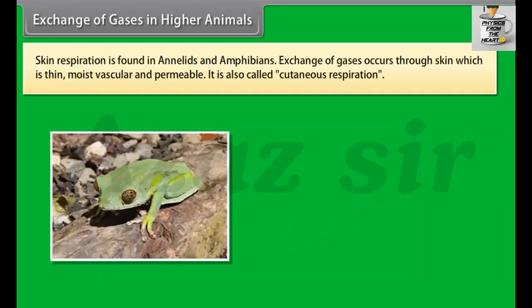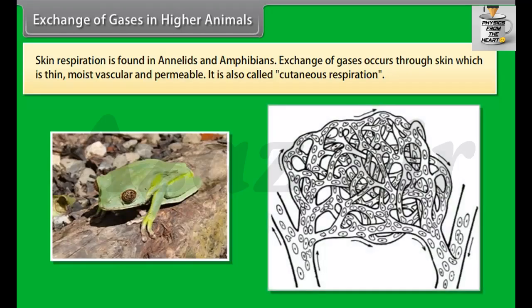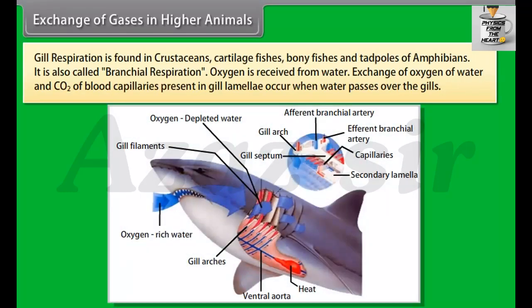Skin respiration is found in annelids and amphibians. Exchange of gases occurs through skin, which is thin, moist, vascular, and permeable. It is also called cutaneous respiration. Gill respiration is found in crustaceans, cartilaginous fishes, bony fishes, and tadpoles of amphibians. It is also called branchial respiration.